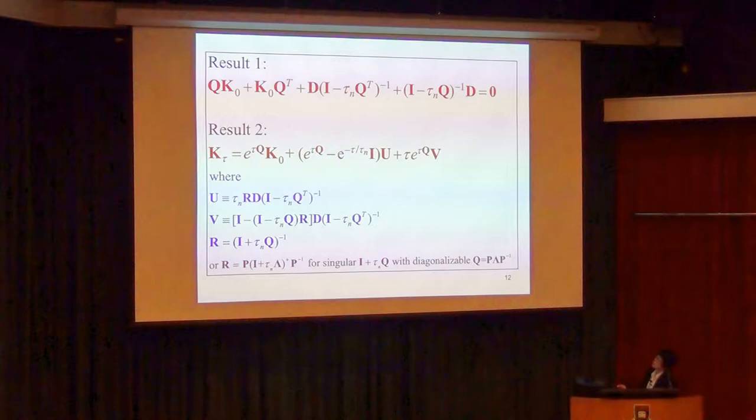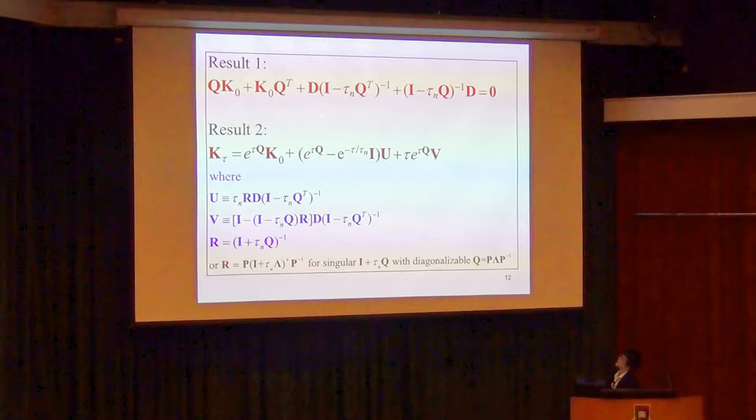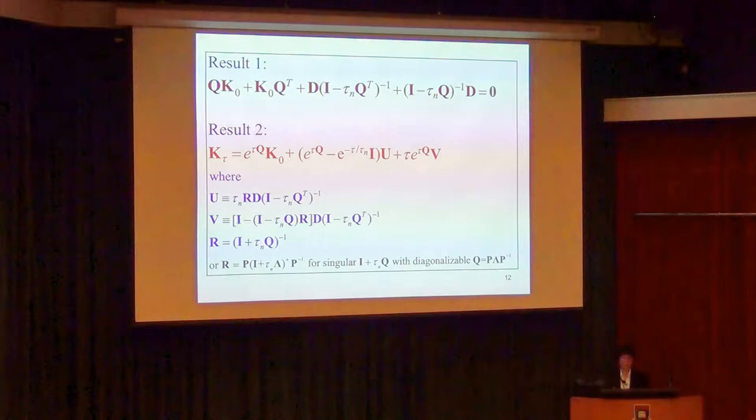But the main thing is we can derive exact mathematical results, relations, for the linearized system. So it's this K0 and K tau. Result one involves only K0, and result two will involve both K0 and K tau. These are mathematical results. We want to look at the implications, and in particular, I'm going to tell you two very important things.